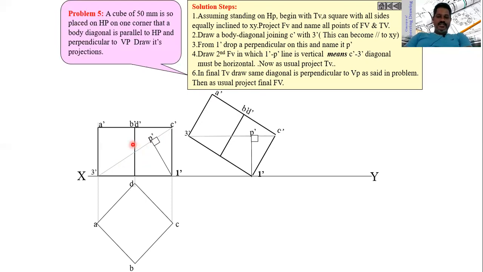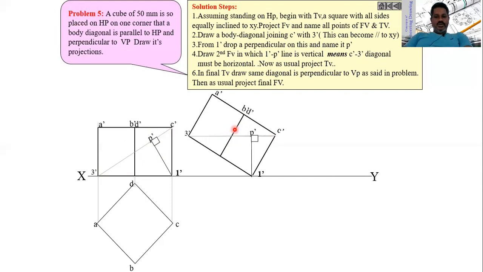There is no inclination at all. The bottom face of this cube is placed on HP such that all the edges are making equal angles. In that way, we have constructed the top view, and with respect to the top view, we have created the front view. Then we have twisted this cube such that the diagonal is parallel to the HP like this. Then we have to draw the top view for this twisted cube.